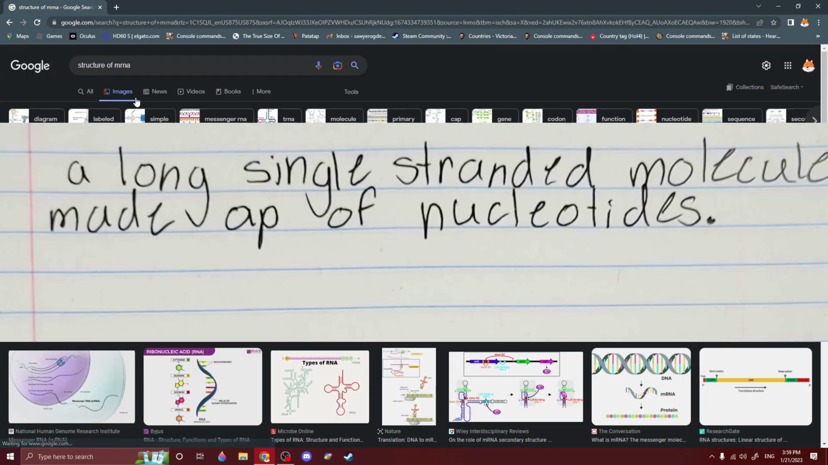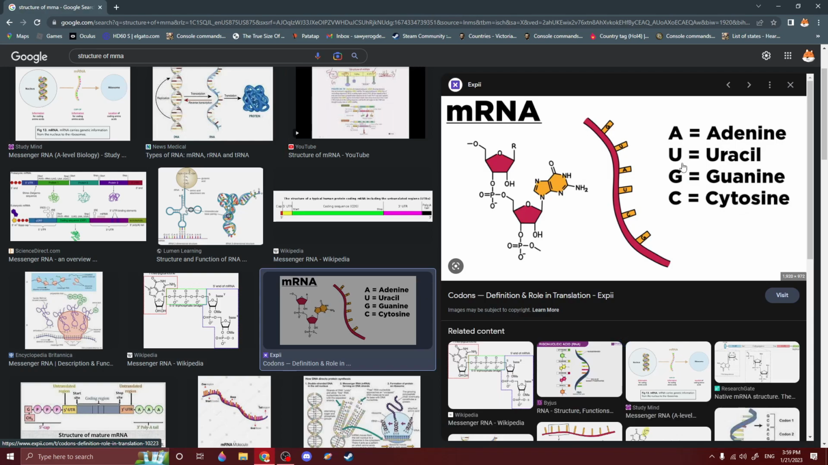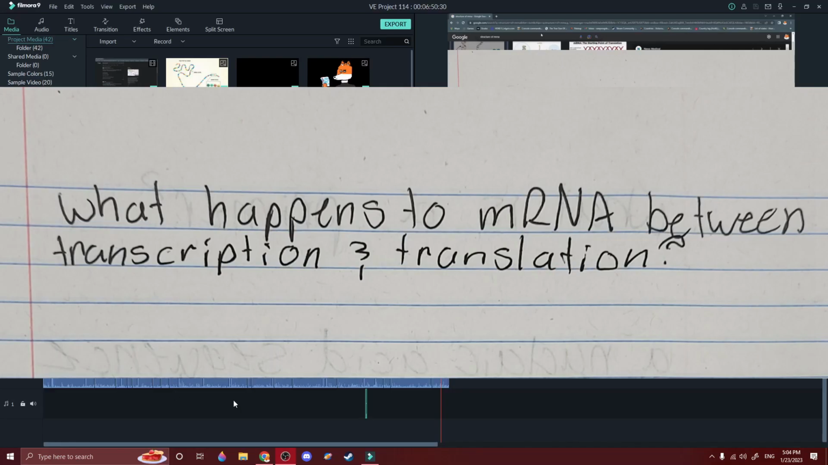It is a long single-strand molecule made up of nucleotides, with the A, U, G, C bases, and it looks like this, and it's used to make proteins. Well, what happens between transcription and translation?